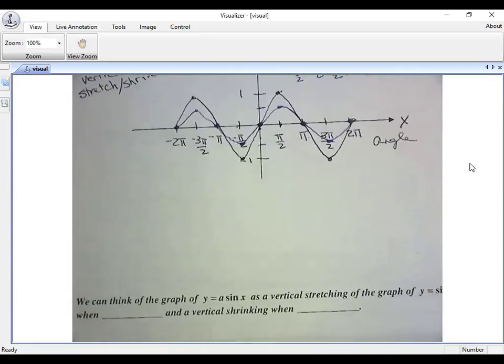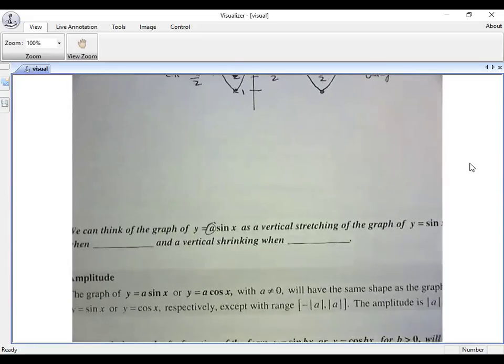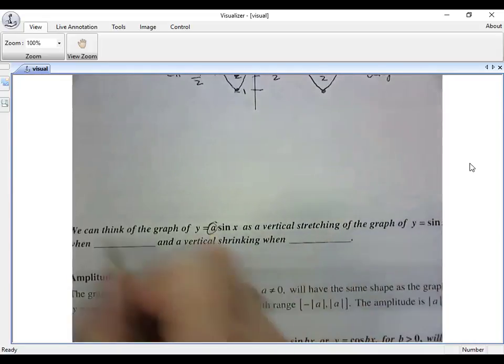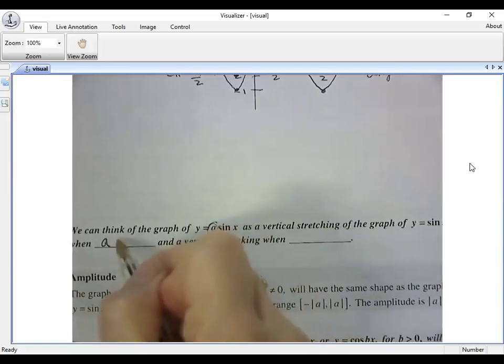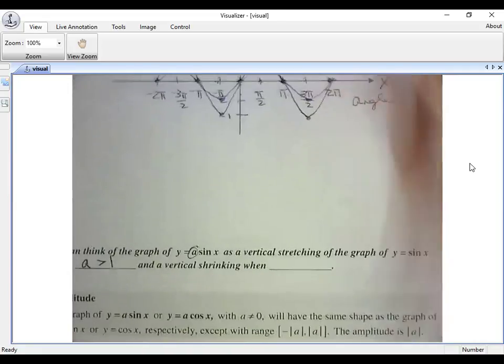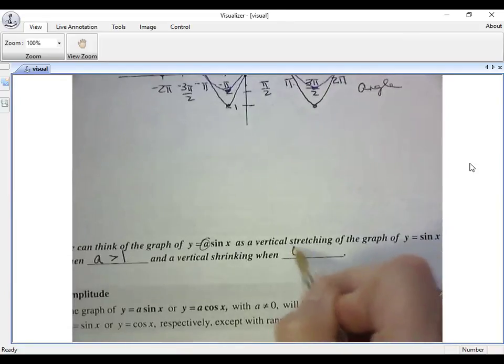So you can think of the graph of y equals some number in front times the sine of x as either a vertical stretch or a vertical shrink. Actually, let's do it this way. It's a vertical stretch when the number in front of sine is what? It'll stretch when it's what? When it's greater than 1. That didn't necessarily have to be a whole number. If it had been 3/2, it would have gone all the way up to 1.5 or to 3/2. So as long as it's a number that's greater than 1, you've got a vertical stretch. What do you think that vertical shrink would be? It's got to be a number between 0 and 1.